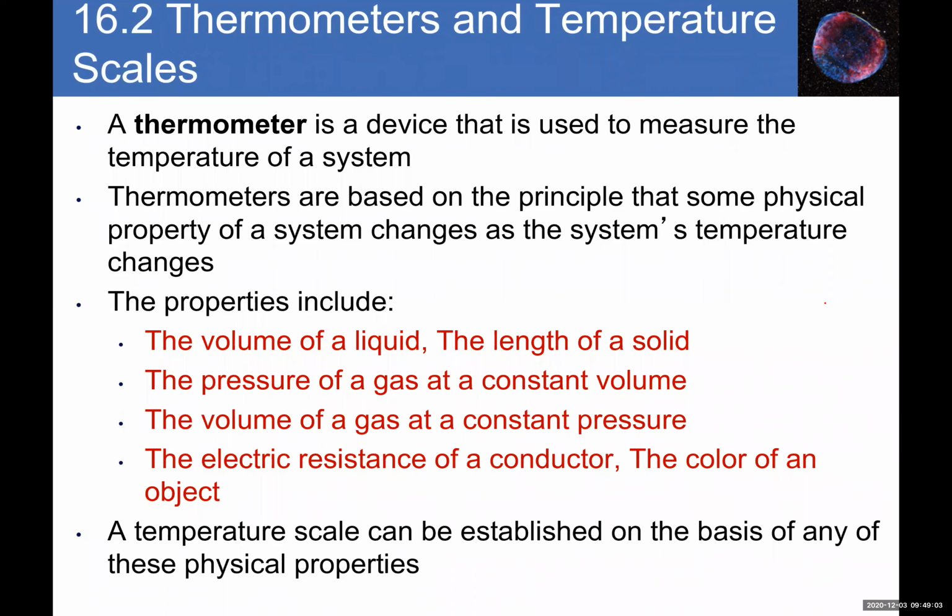All right, so thermometers are, as I mentioned, devices that we can use to measure the temperature of a system. There are a number of thermometers we can use, and a number of things we can do to measure the temperature. You can see right there, I gave you several examples. The thermometer is something you have probably used, mostly either digital or one that has mercury inside.